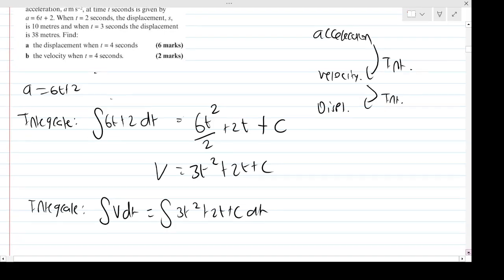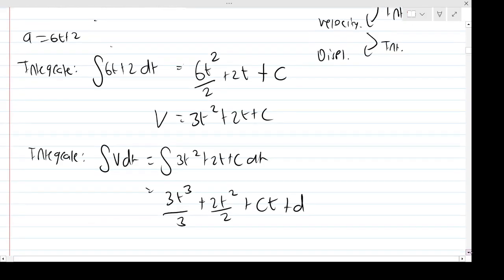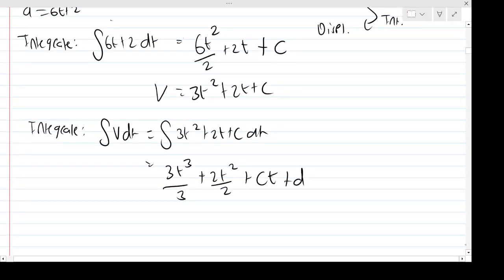And so if I integrate this, well, 3t squared would go to 3t cubed, then divide by 3, the new power. And then 2t would go to 2t squared, divide by 2. And then c, it's just a number, so we add a t on, so ct. Okay, but then we need another constant. I'm going to call it plus d. So when we integrate in this way, we need to add on an unknown constant at the end.